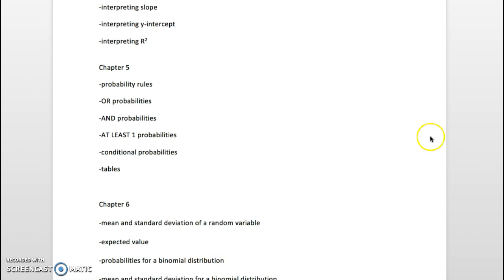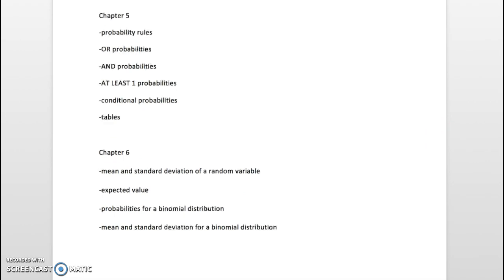And then let's see if I can scoot this down just a little bit. I think our last topic that I listed on here was mean and standard deviation for a binomial distribution. That is mu equals n times p, and your standard deviation is the square root of n times p times 1 minus p. You will have those formulas written on the exam. You want to make sure that you know when to apply them.